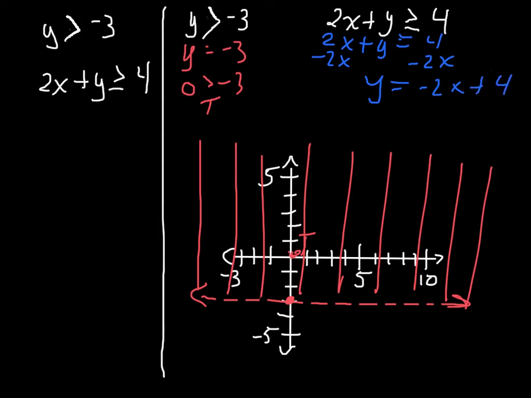Okay, so I'm going to plot that one, and this time I'm noticing right off the bat this is equal to, therefore it's going to be a solid line. So I go up 4 to right there, and then it's -2, so it's a fall of 2, run of 1. Fall of 2, run of 1. So there's my new line. Whoops, that's a terrible line. Let me try that again. And so there's my line right there.